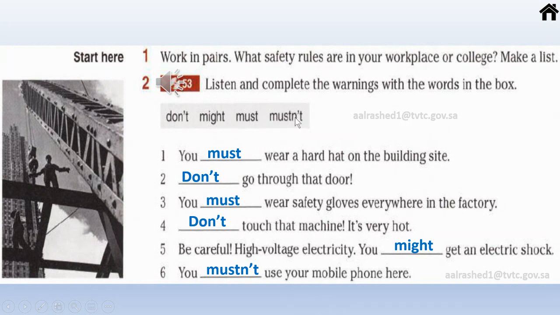The fourth word is must not. It's the negative form. Like number 6, you must not use your mobile. Here I'm telling you, you are not allowed to use the mobile during the exam, for example. So we have don't.